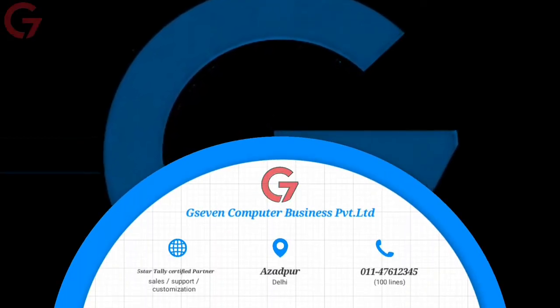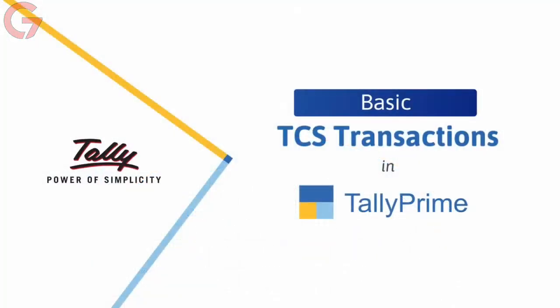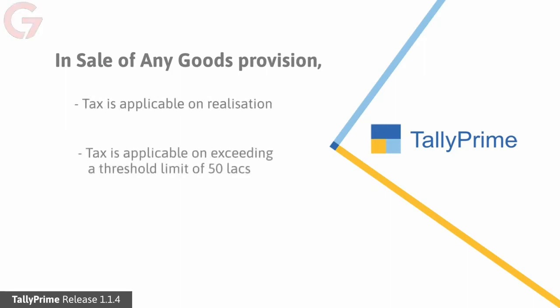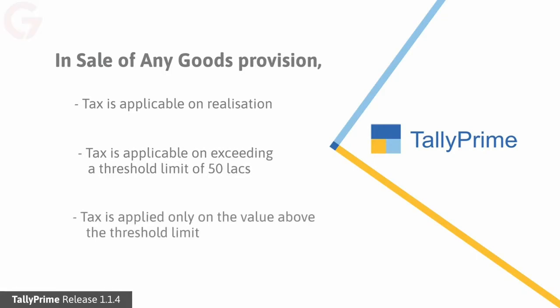In this video, we will look at the steps to record some basic TCS transactions related to sale of any goods using Tally Prime. To start with, for the new TCS provision, that is, sale of any goods, tax is applicable on receipt basis and not at the time of sale. Also, it is applicable when the value of transactions related to the party for sale of any goods provision exceeds 50 lakhs in the current financial year and only on the value above threshold limit.